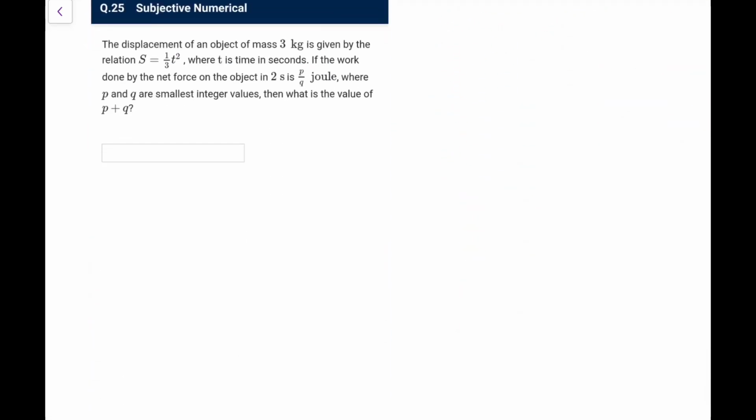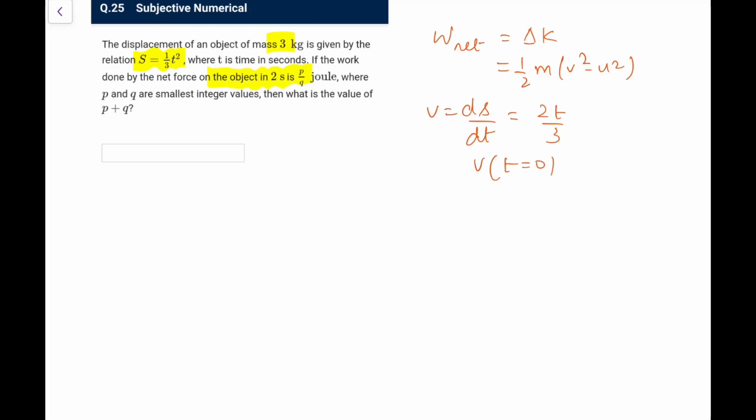Last one, the displacement of an object of 3 kg is given by this. It is definitely constant acceleration because of t square. If the work done by the net force on the object in 2 seconds is p by q joule, where p and q are the smallest integer values, then what is the value? We can directly write W net as delta K, so half m times v square minus u square. V is ds by dt, which comes out as 2t by 3. At t equal to 0, u is 0. At 2 seconds, it is 4 by 3.